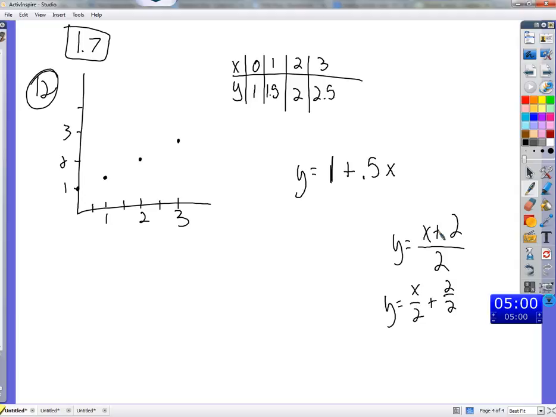Great. What led you to that? What made you think of it that way? Well, I don't know exactly how I thought of it that way, but 0 plus 2 divided by 2 is 1. Okay, so you just looked at it for a little while and noticed that that worked. That's great.